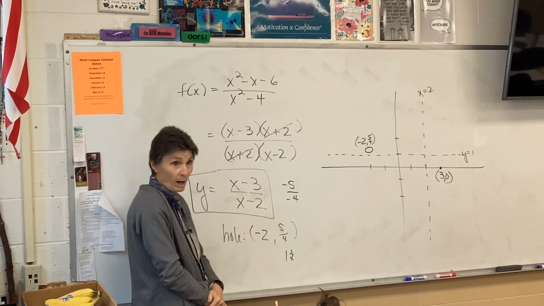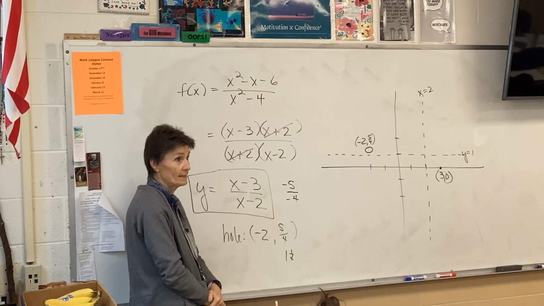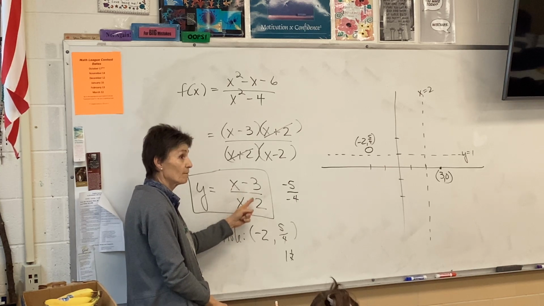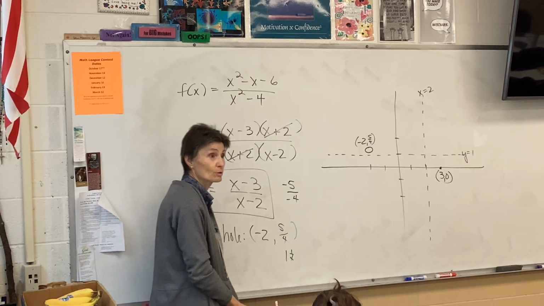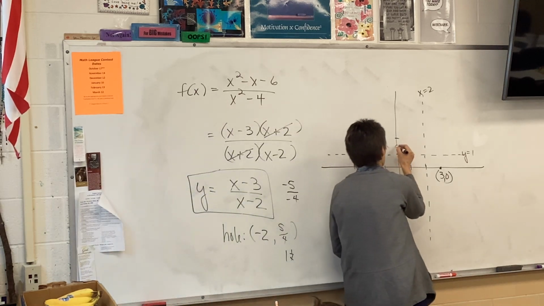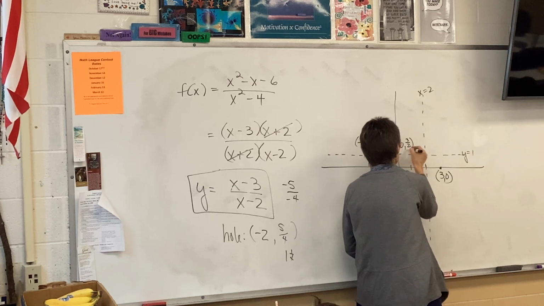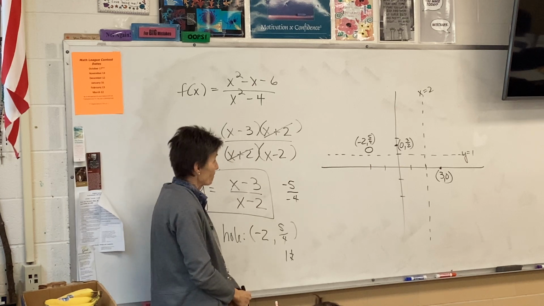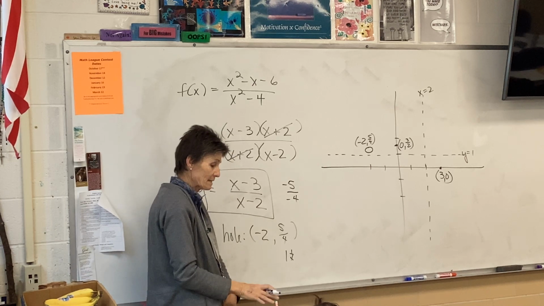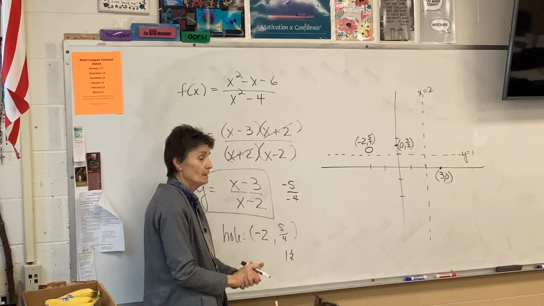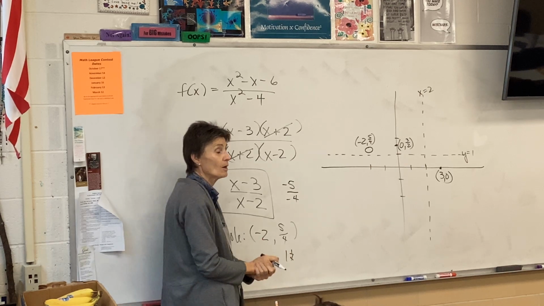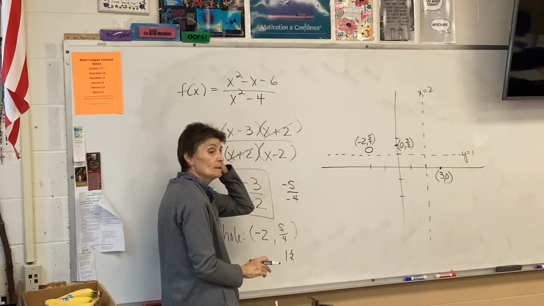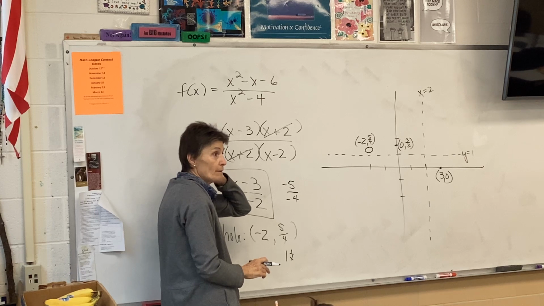And then to get my y-intercept, I'm going to plug in 0. If I plug in 0, I get negative 3 over negative 2, which is 3/2. So 0, 3/2 is my y-intercept. Now, you should have all the blanks filled in now, right? Everything's there? So once you get all the blanks filled in, hopefully you can visualize your picture. You can draw your picture. Okay, remember what it looks like.